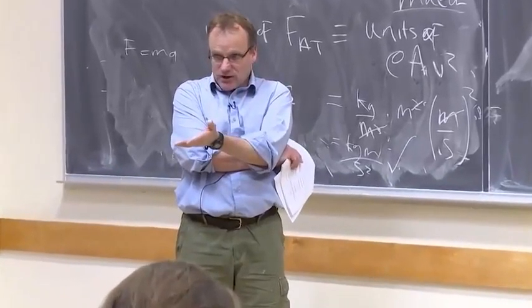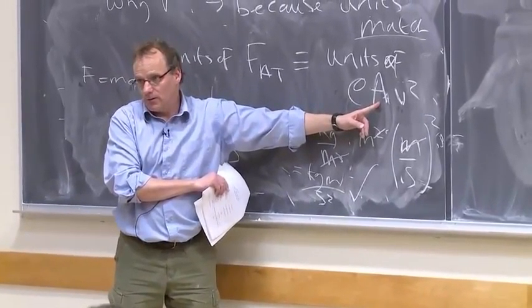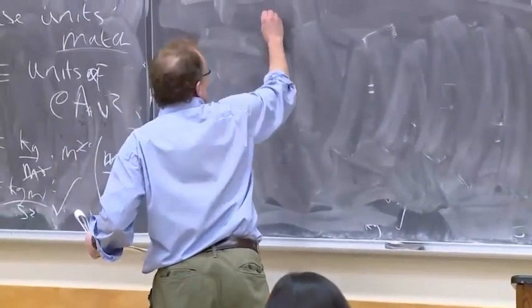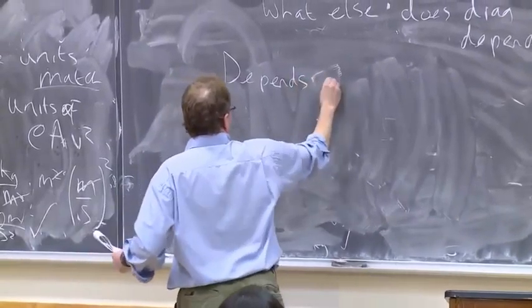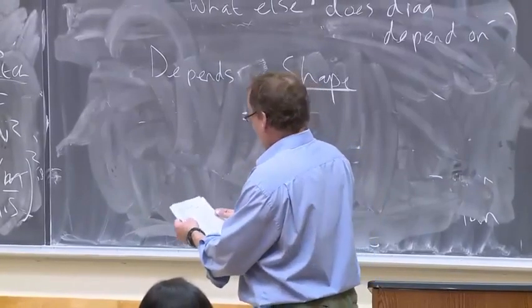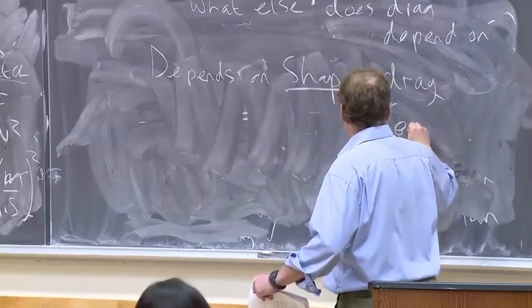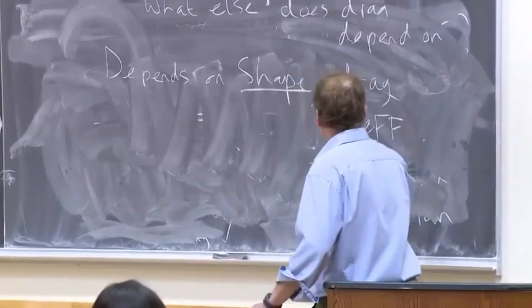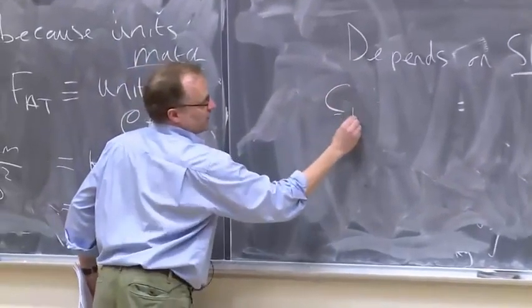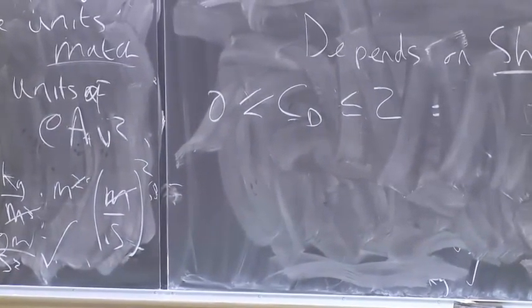The shape, right? The shape is a big factor. And you can actually have the same cross-sectional area, but a different shape. Okay? So it also depends on the shape. In other words, this is measured by the drag coefficient. We use a symbol C, capital D. Okay? Let me give you an example. So the drag coefficient has a value between 0 and let's say 2. Okay? 2 being a lot of drag, 0 being hardly any.